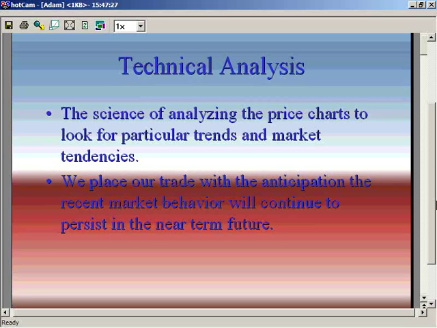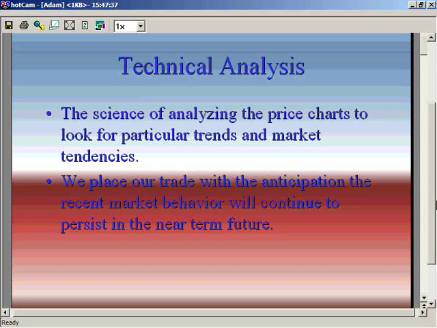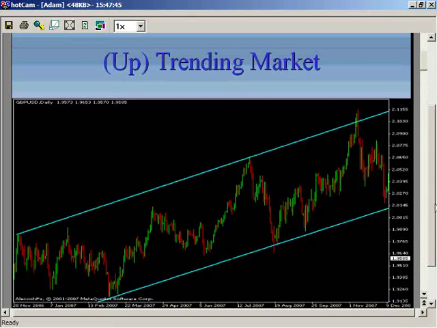Technical analysis can. Technical analysis is the science and the art of analyzing price charts to look for particular trends and market tendencies. We place our trade with the anticipation the recent market behavior will continue to persist in the near-term future. Here is a picture of an uptrending market. This is the pound dollar. I took this picture not too long ago. Look at the pound at 204. Wish I would have sold short there, right?